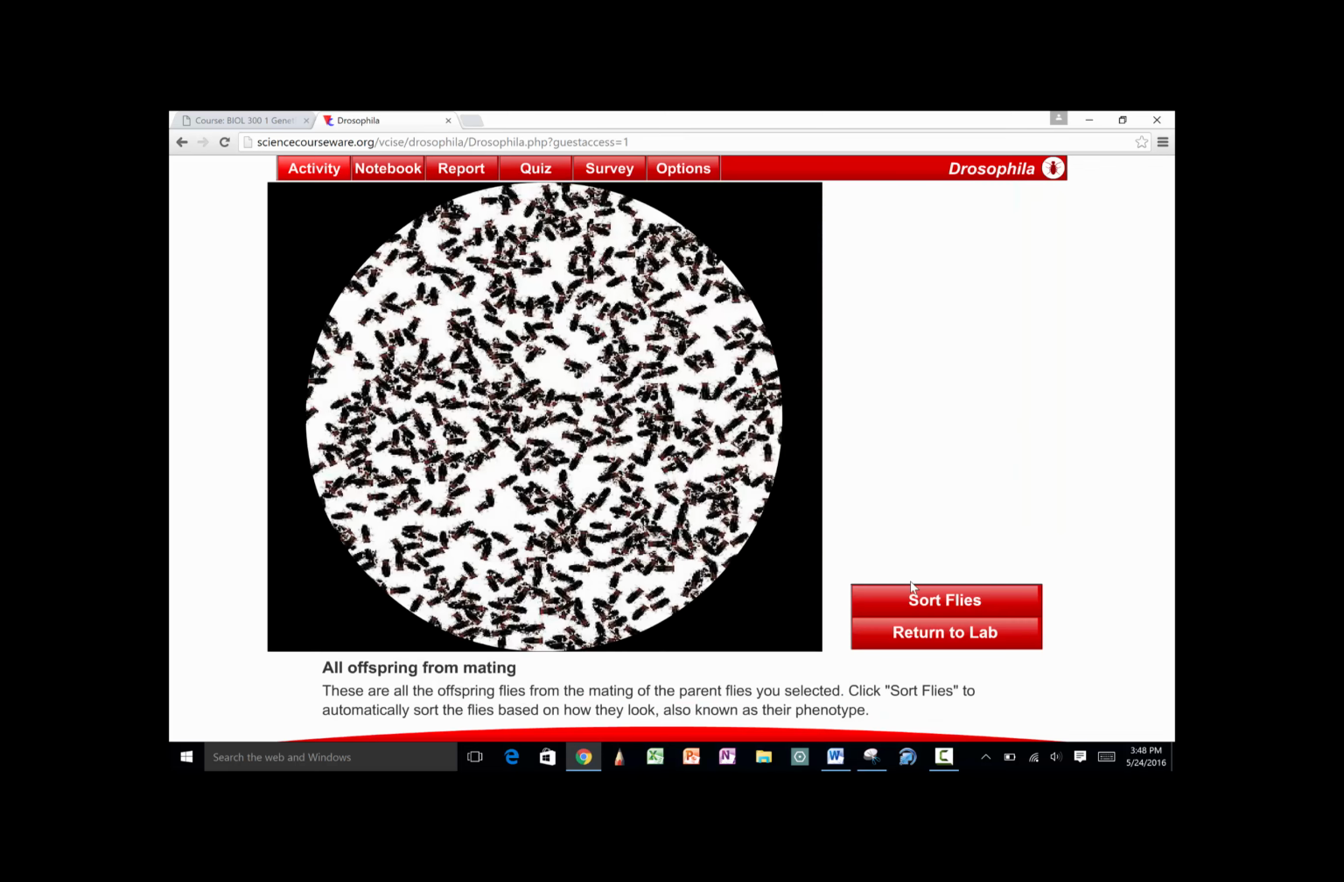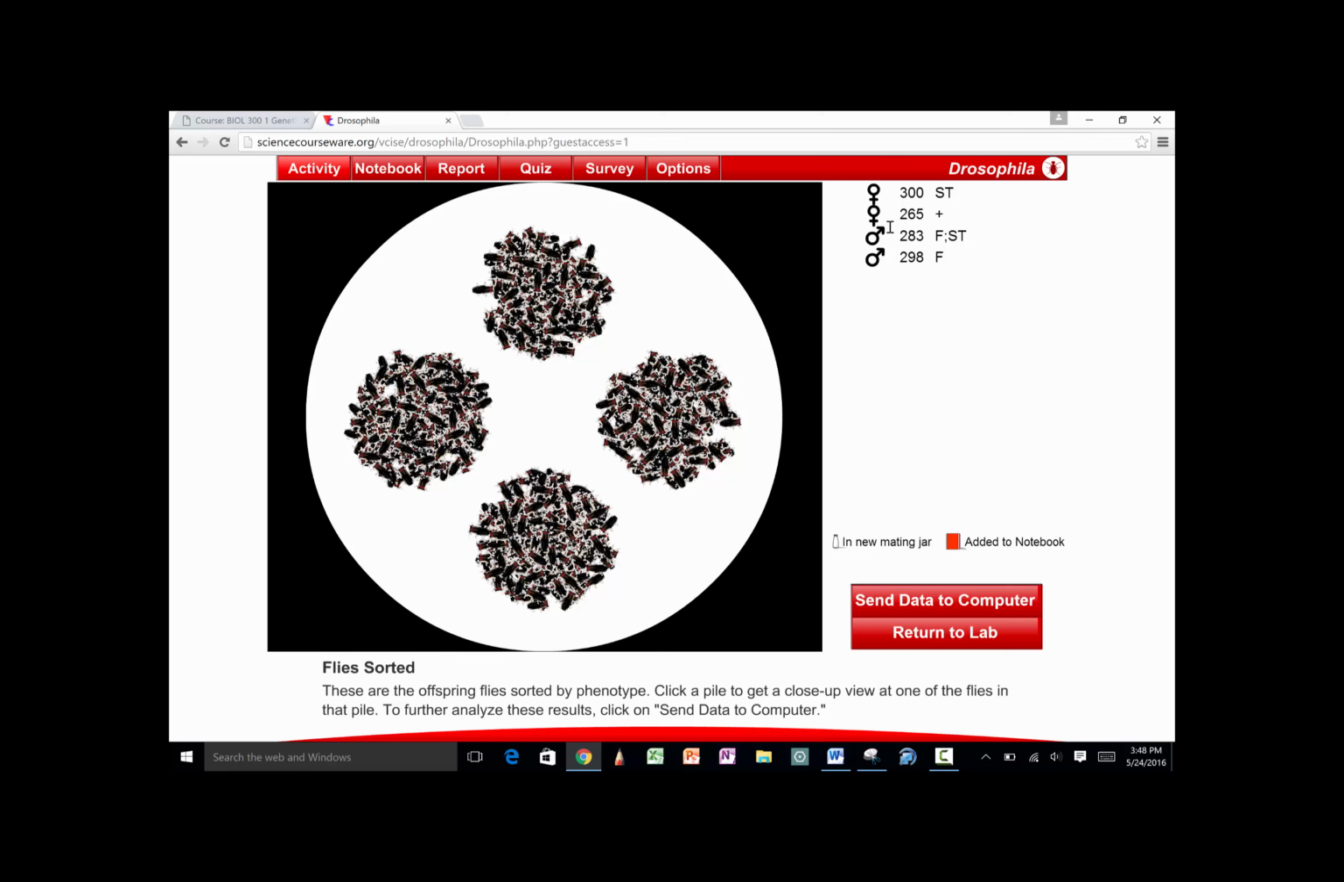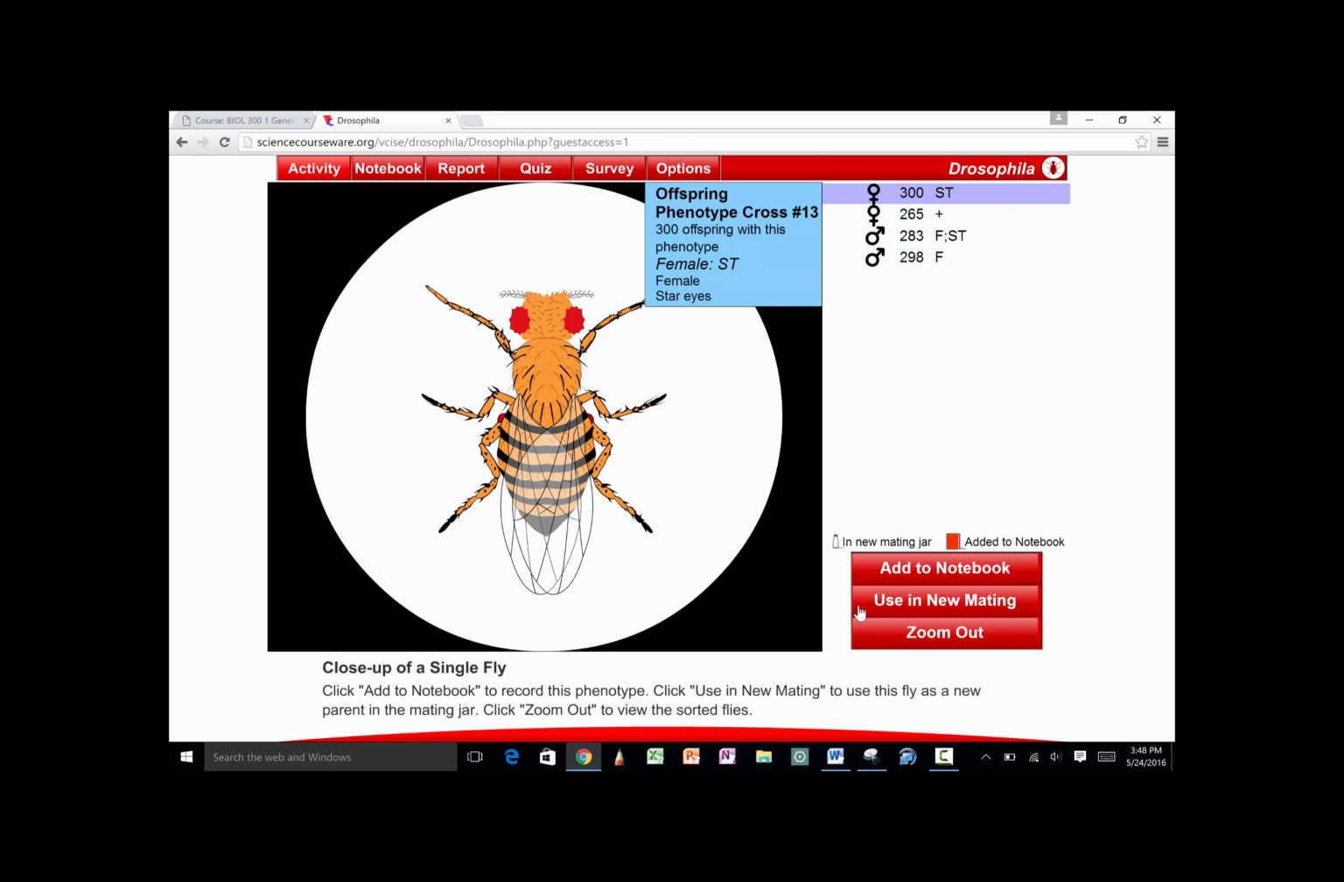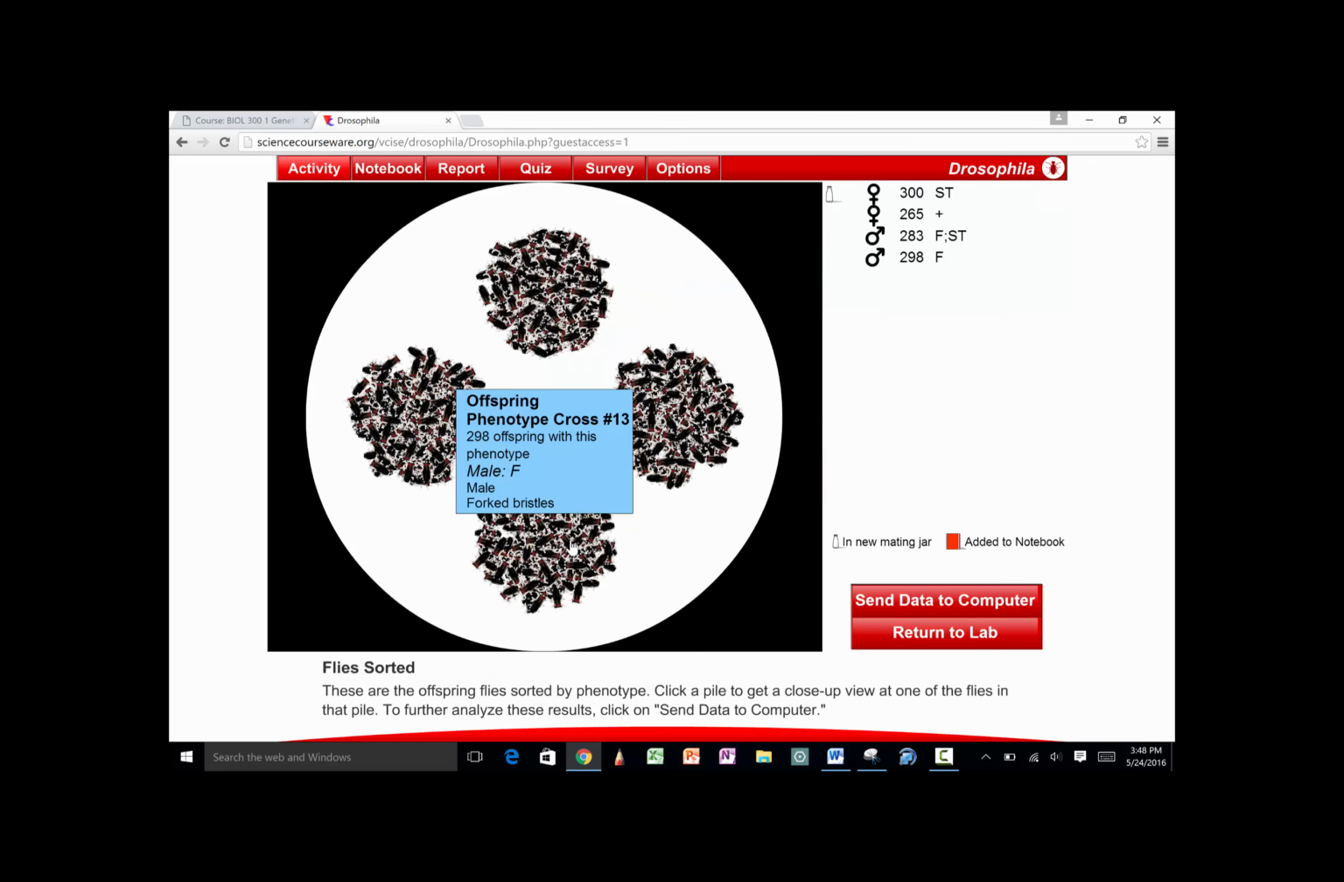Sword flies. Notice the females are all wild type for forked. The males are all forked, and then half of the flies are star, and the other half are wild type. But we want to take the star female and the star male, but the star male is also forked because all the males are forked.